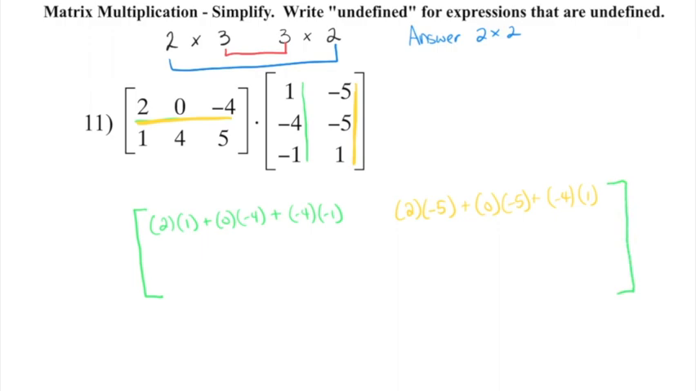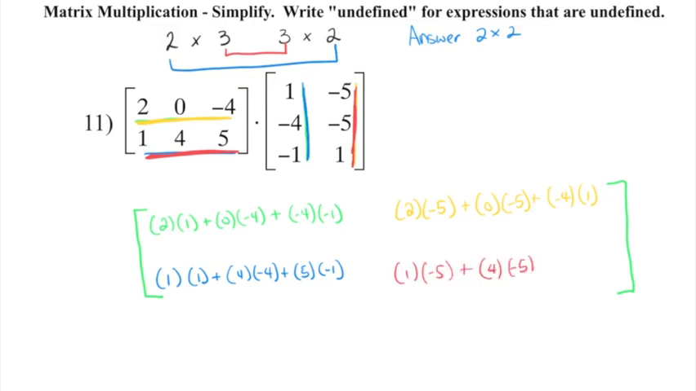Okay. I am going to move on to the next row. So now I'm going to take this row and multiply it by the first column. So I'm going to say 1 times 1 plus 4 times -4 plus 5 times -1. I am done with that column. So I'm going to take that same row and go on to my next column. And so now I'm going to say 1 times -5 plus 4 times -5 plus 5 times 1.